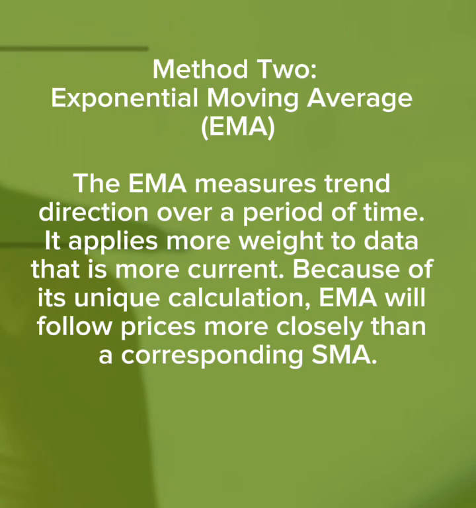Method 2. Exponential moving average, EMA. The EMA measures trend direction over a period of time. It applies more weight to data that is more current. Because of its unique calculation, EMA will follow prices more closely than a corresponding SMA.